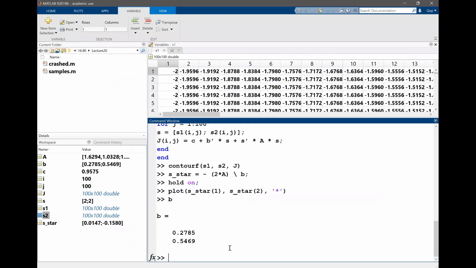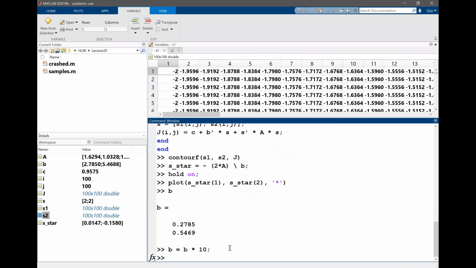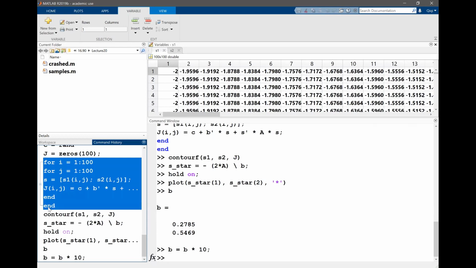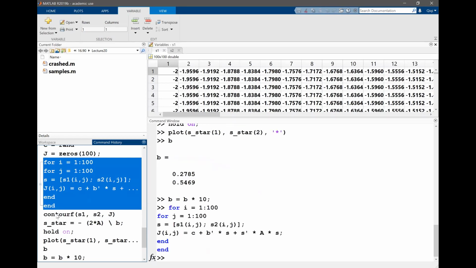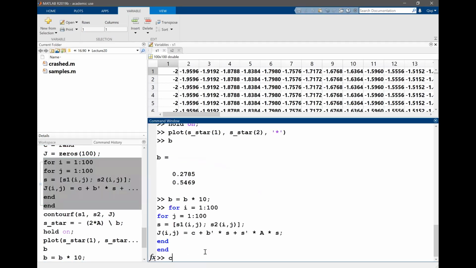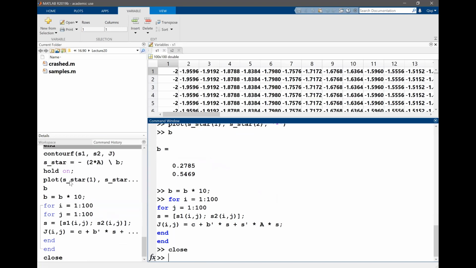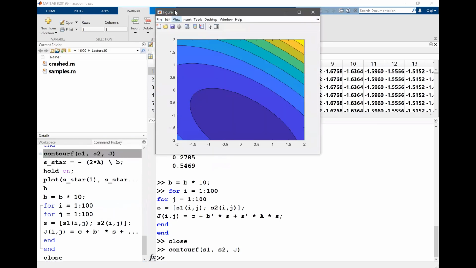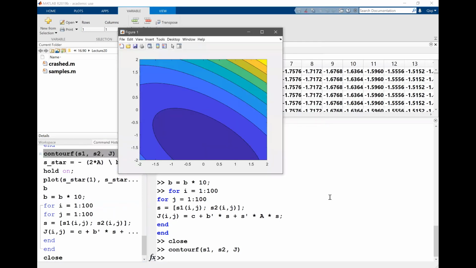My b is actually pretty small. So let's say b is equal to b times 10. Let's make the linear term a little bit bigger for us to actually see. I'm going to redo the calculation and plot another contour. Okay, so now we have a different contour.